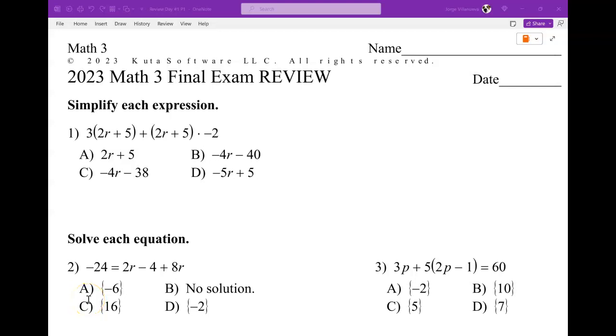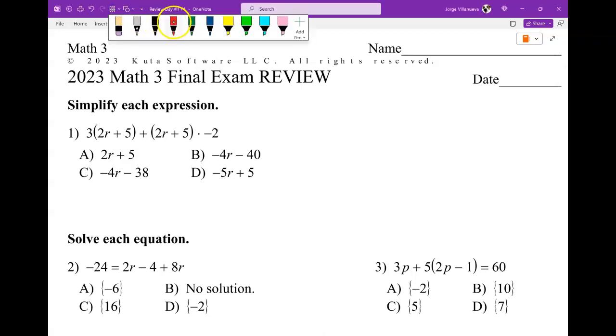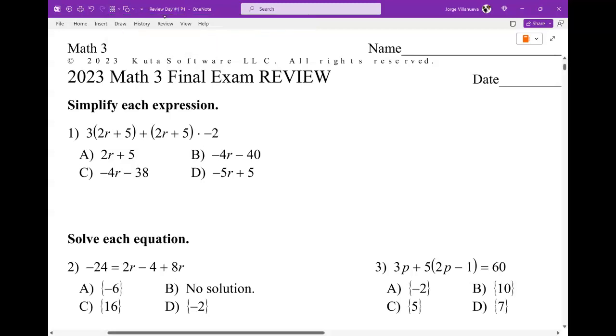All right, so simplifying each expression here, they just want us to write everything out. There is no solving, so there's no equal sign, but we are going to have to simplify it as much as possible. So we're going to have to distribute, okay? First problem here, we're just going to be distributing. The 3 goes there, and it goes there, okay?